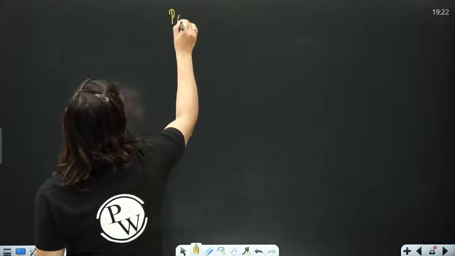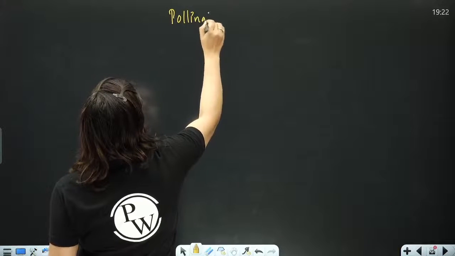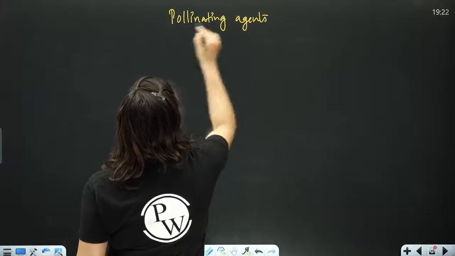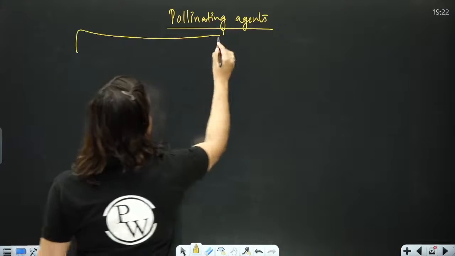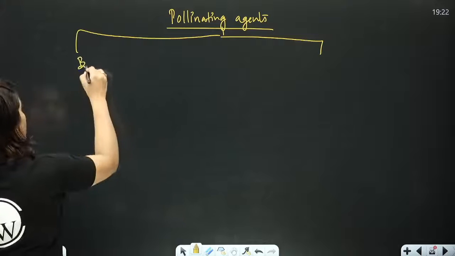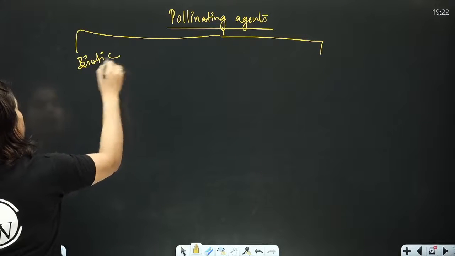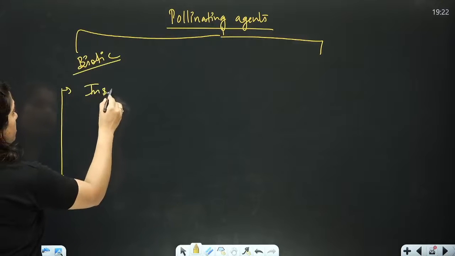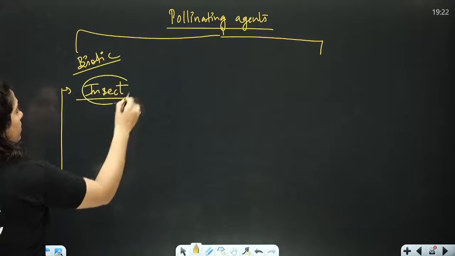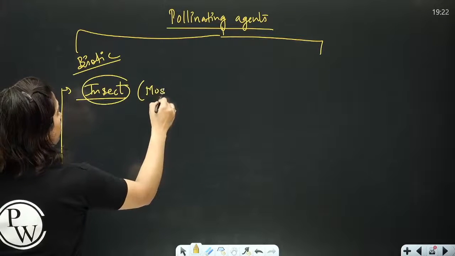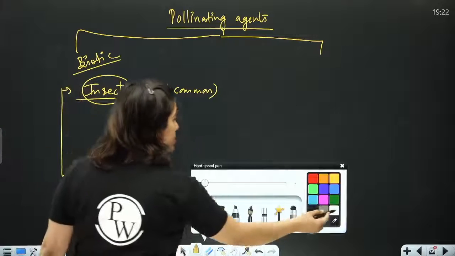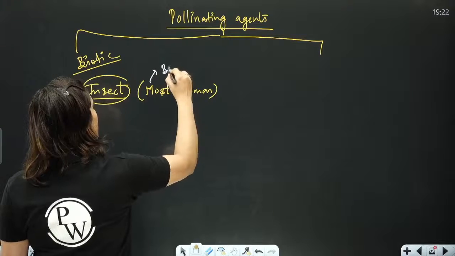Now let's talk about the pollinating agents. There are two kinds of pollinating agents, biotic and abiotic. Biotic are the living agents, and the most common type of pollinating agent is insects. And among the insects also, the bees are the most common.